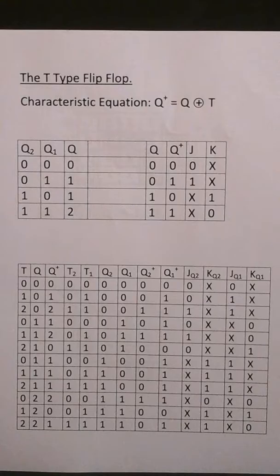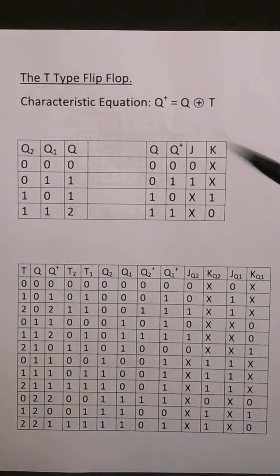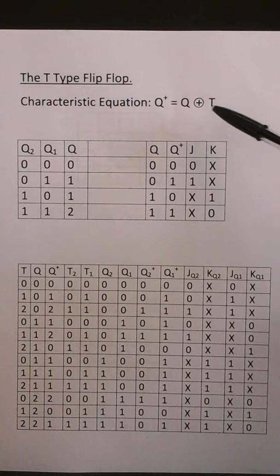This is on ternary T-type and JK flip-flops. I'll be going through the binary implemented design of these flip-flops. First of all, we'll start with the T-type flip-flop and the characteristic equation Q plus equals Q plus T modulo 3.